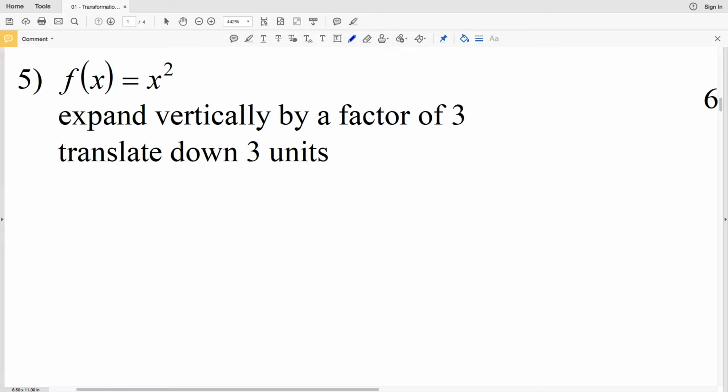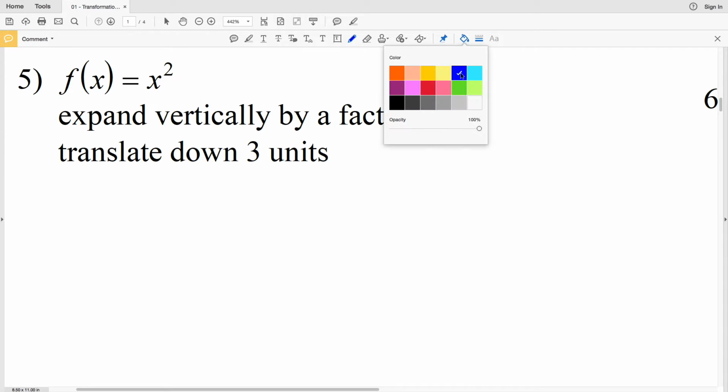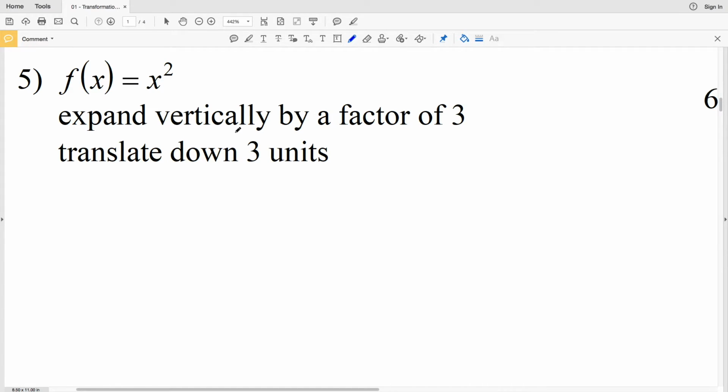Unlike the previous problems where we were given g of x, we're going to have to solve for g of x. So in number 5, if we're expanding vertically by a factor of 3, that means we're going to be multiplying by a positive 3. If we were compressing vertically, we would be dividing by 3 or multiplying by 1/3.